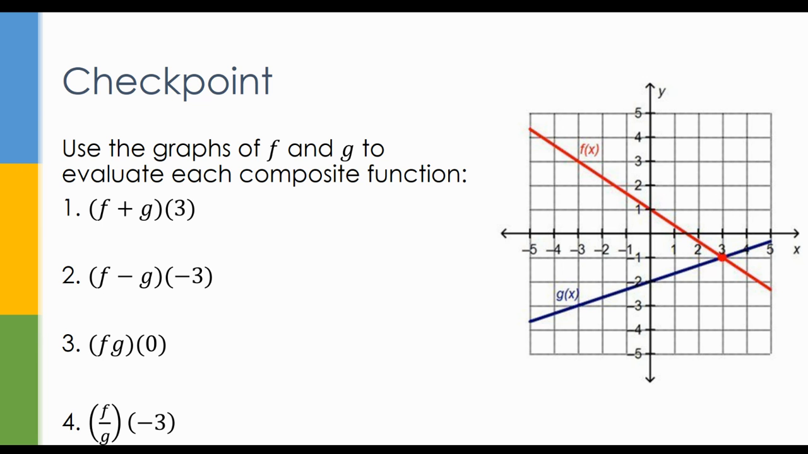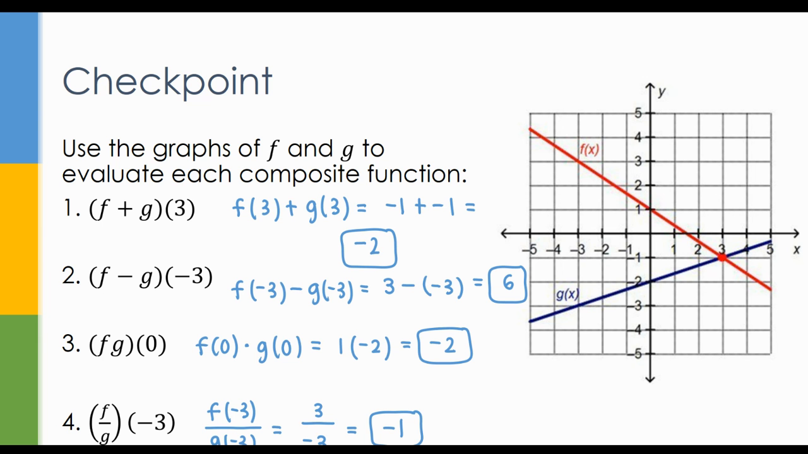So now it's your turn. Take a look at these two pictures. On these graphs here, find the sum, f plus g, at 3, and then subtract at -3. We've got the product at 0, and we've got the quotient at -3.